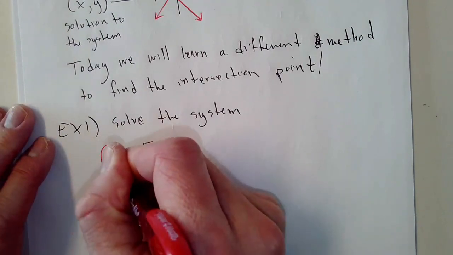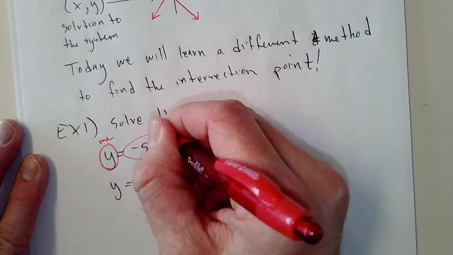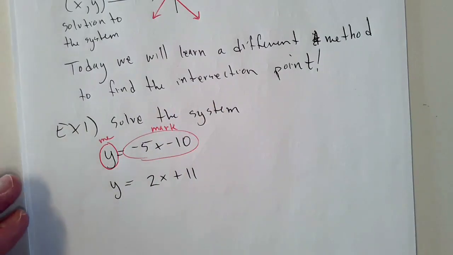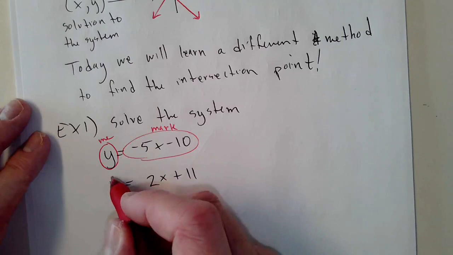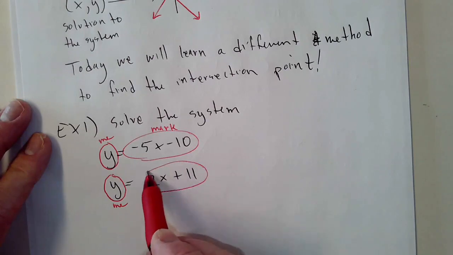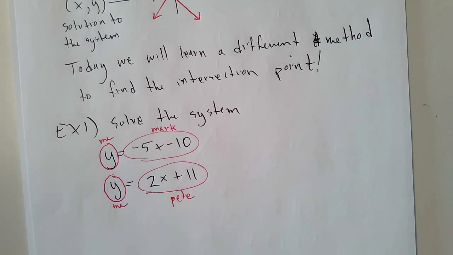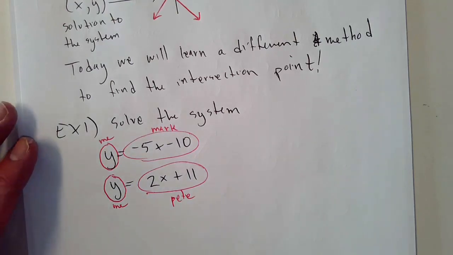So here's me. I'm y. Here's Mark. Mark's negative 5x minus 10. And here's me again in another equation. And then here's Pete. And I just told you that I'm brothers with Mark, and I'm also brothers with Pete. Therefore, logically, Pete and Mark must be brothers as well.